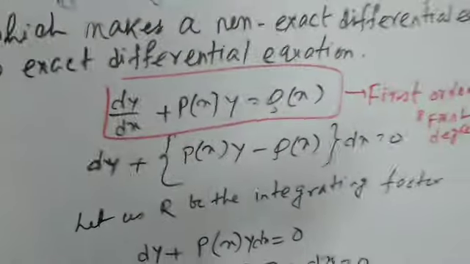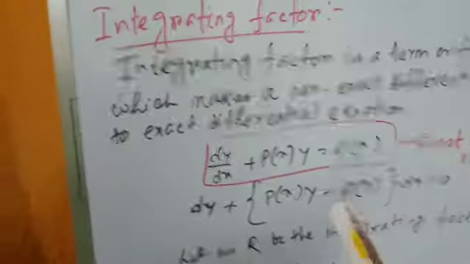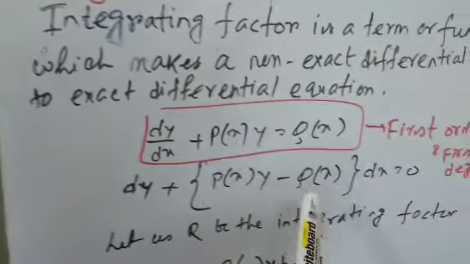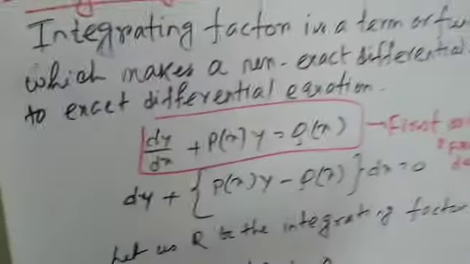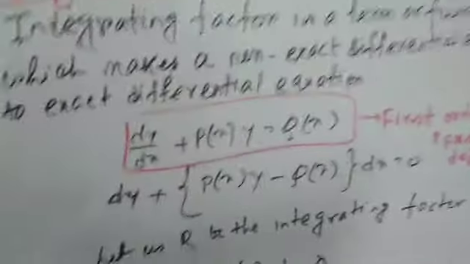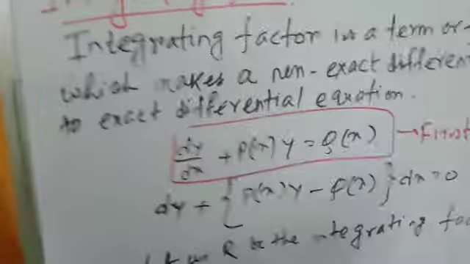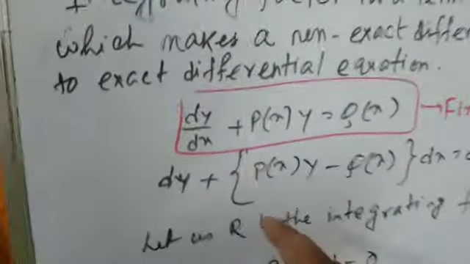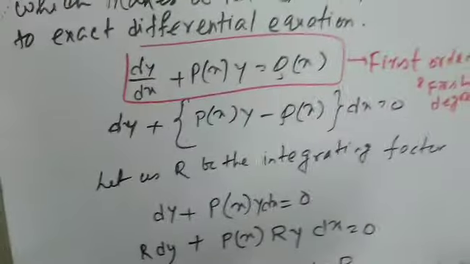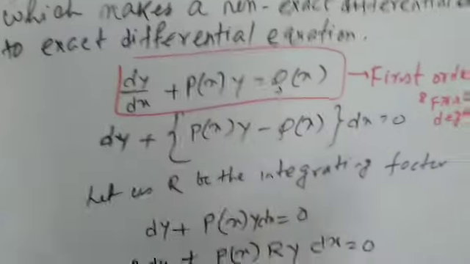So now how can we find the integrating factor of this linear differential equation? First of all, we write it in the symmetrical form, that is dy + P(x)y dx - Q(x) dx = 0. And what is an integrating factor? Actually, we multiply the integrating factor into the given non-exact differential equation, which is the given differential equation dy + (P(x)y - Q(x)) dx = 0 in the symmetrical form. So here we consider that r is an integrating factor of this equation.